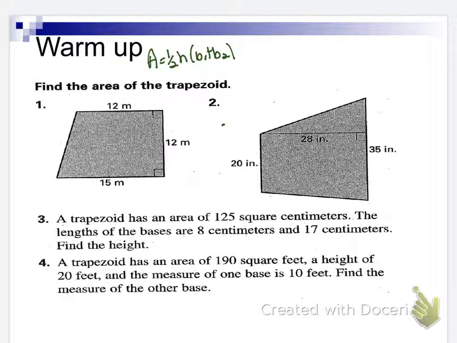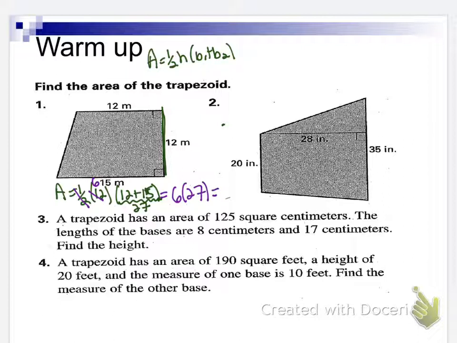Here, in our first example, we have area equals 1/2. My height, you see, is 12, times base 1 plus base 2, so 12 plus 15. 12 plus 15 should give me 27. Double check my math. And then half of 12 is 6. So I'm going to rewrite this as 6 times 27. And we know that 6 times 27 is going to be 162 meters squared. Okay, let's try the next one.